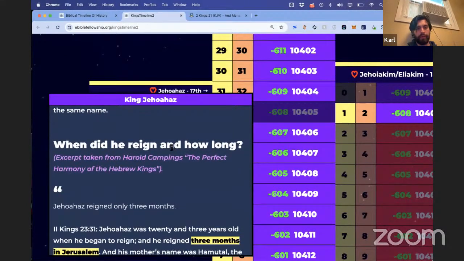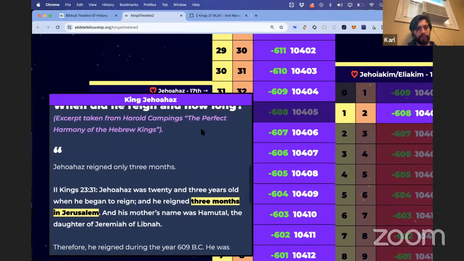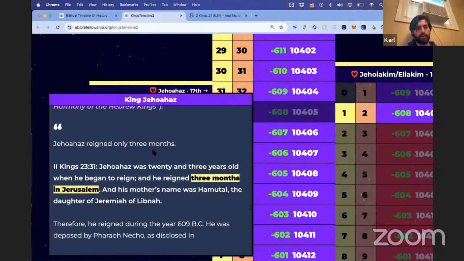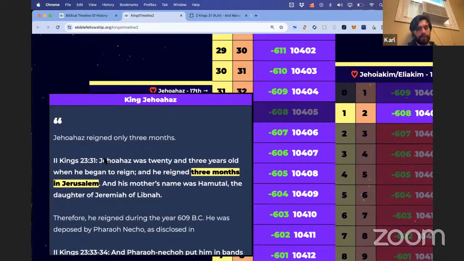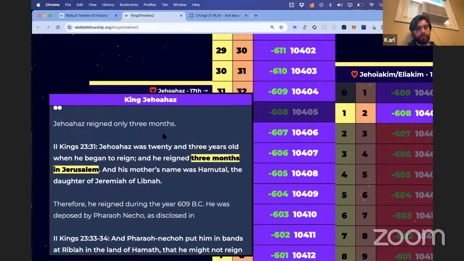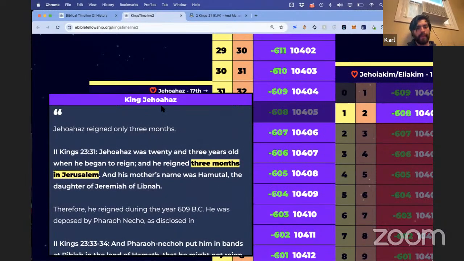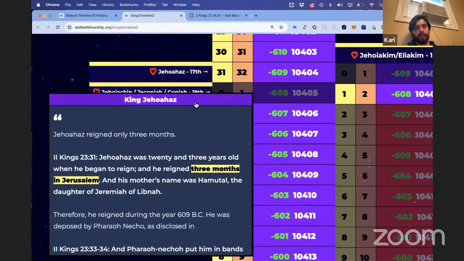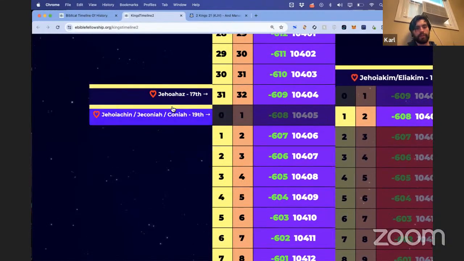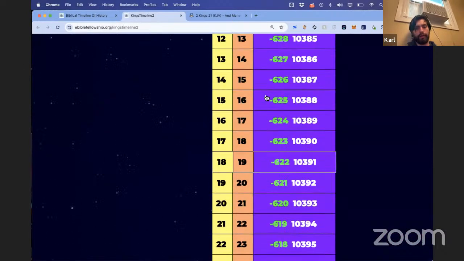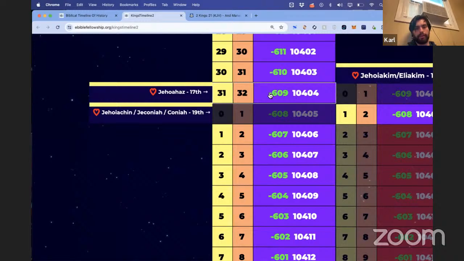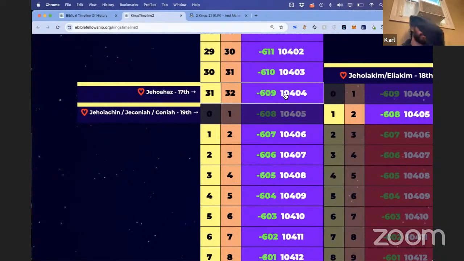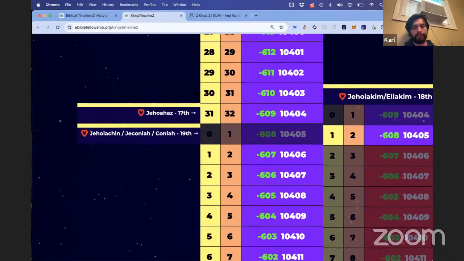So when did he reign and for how long? This is another excerpt taken from the Perfect Harmony. Jehoahaz reigned only 3 months. 2 Kings 23:31. Jehoahaz was 23 years old when he began to reign, and he reigned 3 months in Jerusalem. And his mother's name was Hamutal, the daughter of Jeremiah of Libnah. So you can see here he only reigned for a very brief period of time, 3 months, which is why we placed him in the same year that Josiah dies. So he reigned and then he died in the same year, not even a full year of reigning.